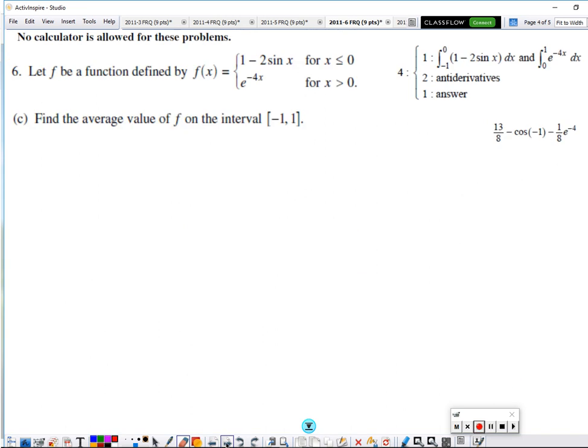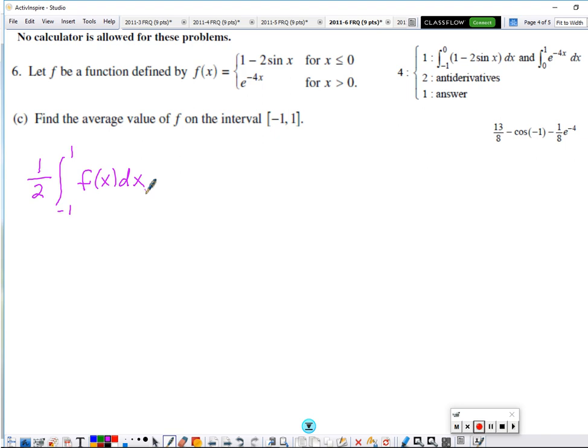Find the average value of f on this interval. So straight from my flashcard memory, I remember that to find the average value of anything, I'm going to integrate over the interval: 1 over the width of the interval, and I integrate what I'm averaging. So that's where I start. That's just straight from your flashcard memory.